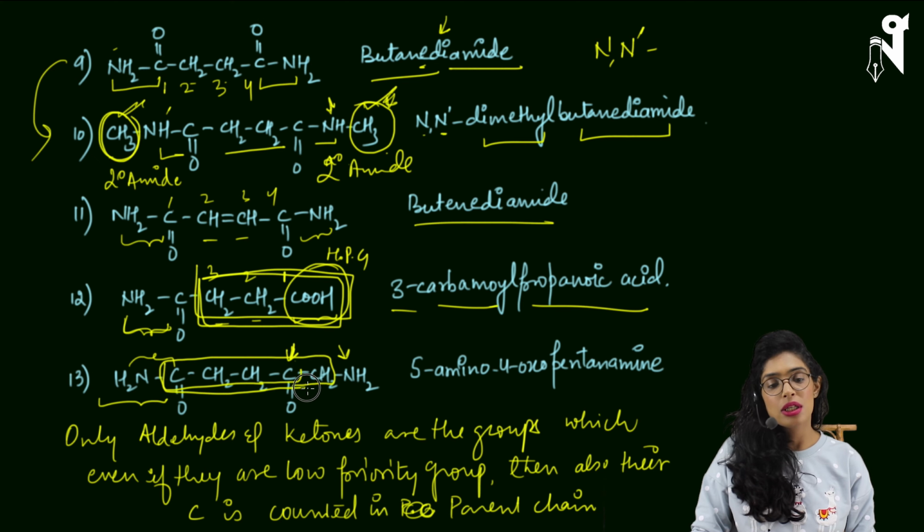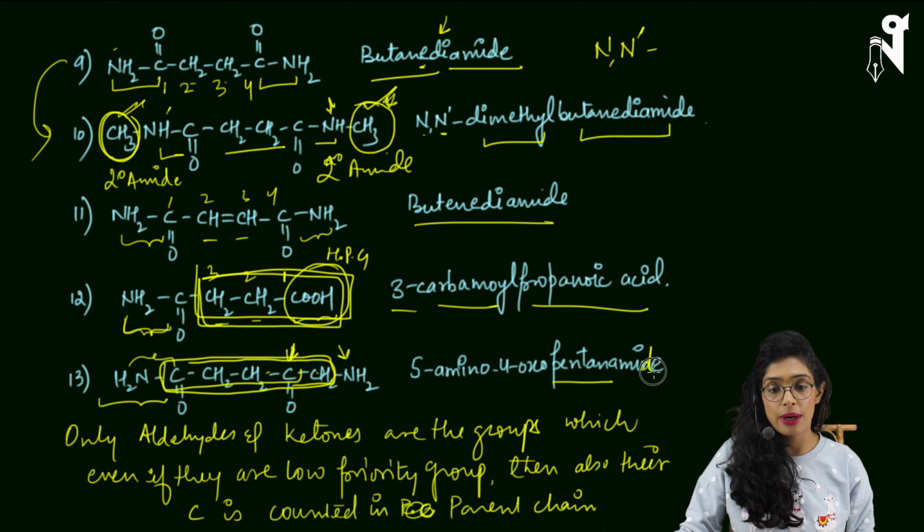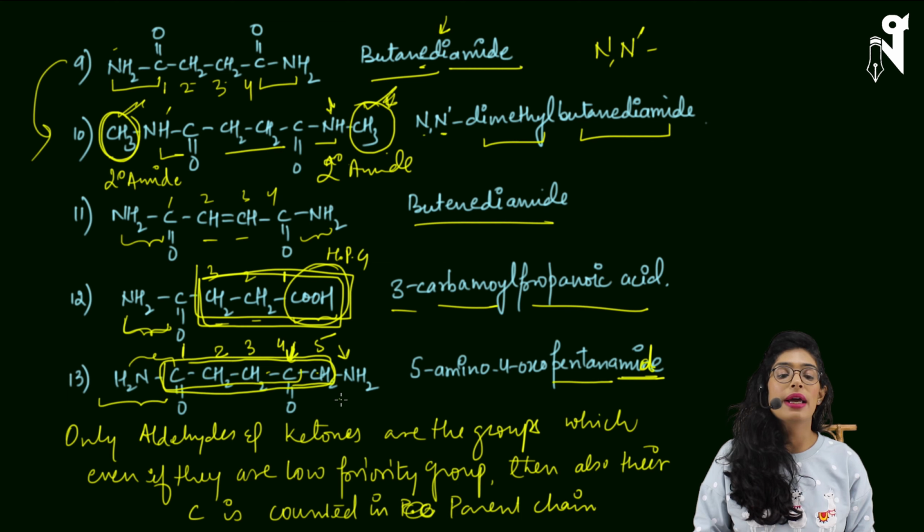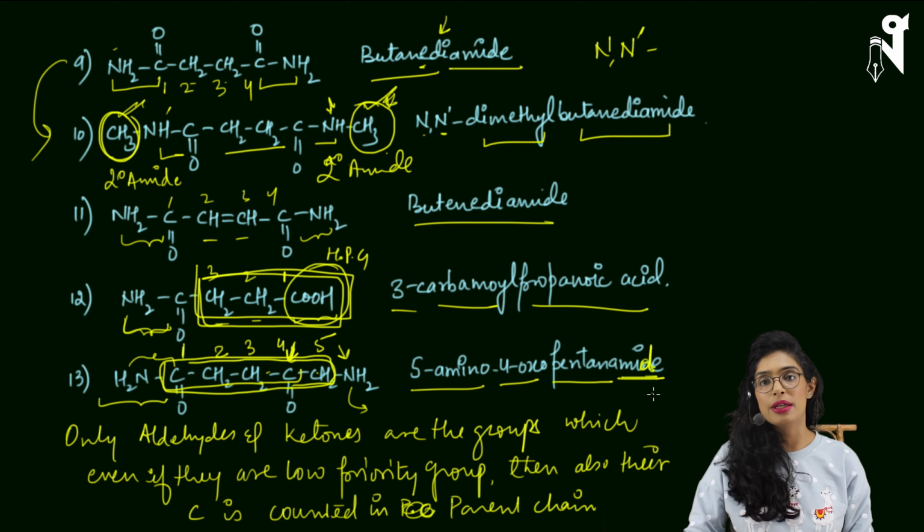As I mentioned, the ketone's carbon is included in the principal carbon chain. So it will be 1, 2, 3, 4, and 5. Five carbons in the principal carbon chain, so it will be pentanamide. I think I have written amine over here by mistake; it is amide. Now the ketone is present on which carbon? This is my first carbon, this is second, third, fourth, and fifth. So the ketone is present on the fourth carbon, whereas the amine group is present on the fifth carbon. The prefix for amine is amino, and for ketone it's oxo. So we will write 5-amino-4-oxopentanamide.